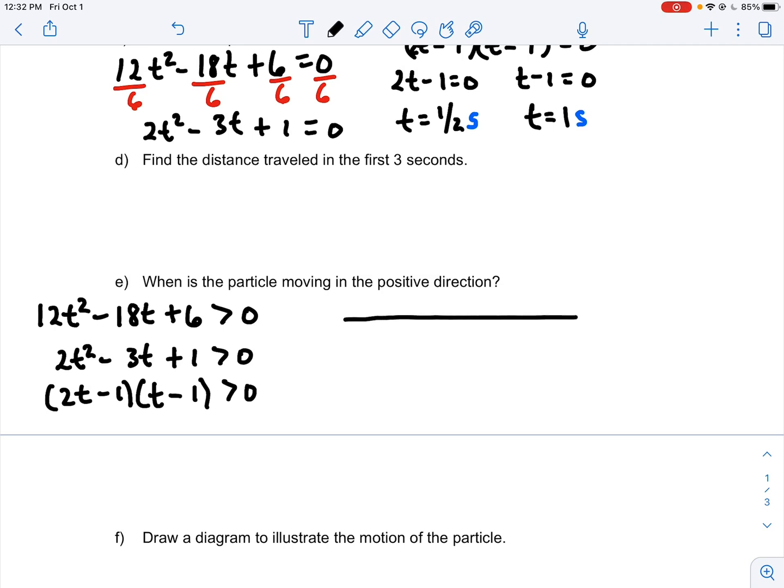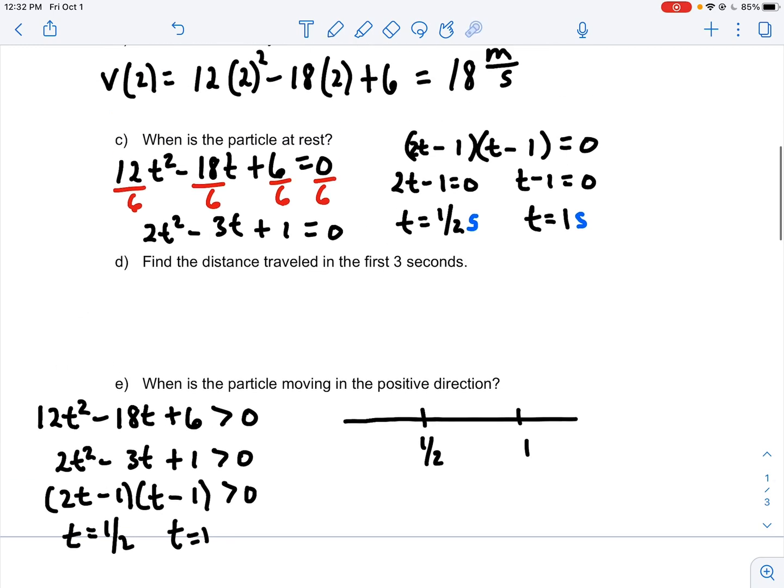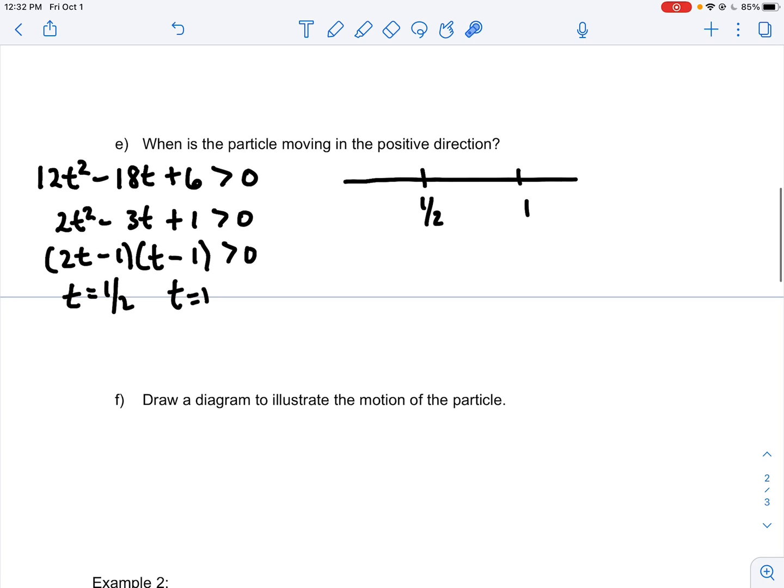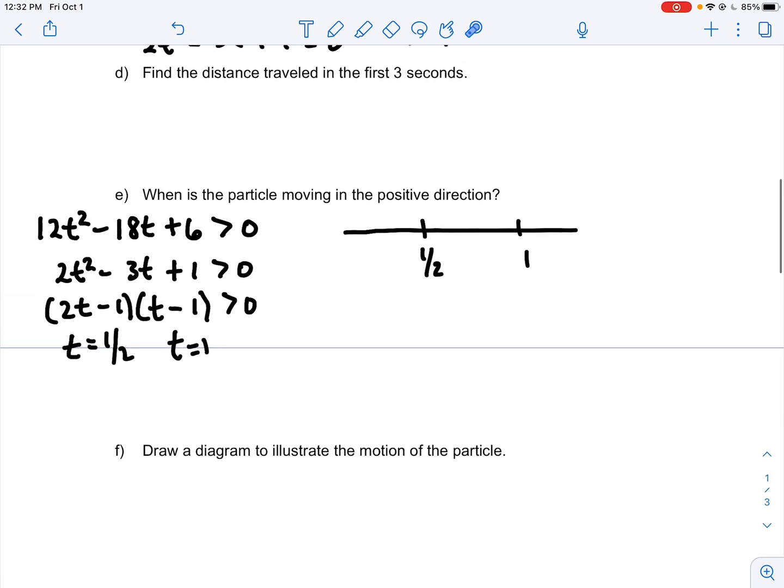So look, I'm going to put 1/2 and 1 as my two critical numbers here, because if I solve this, I get my t to be 1/2, and if I solve this, I get my t to be 1, just like we did right up here, okay? So it's the same exact thing. So look at this. We need to test this, okay?